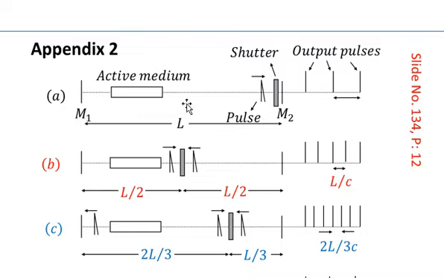And the length of the cavity is represented by capital L. And this is the pulse. You see that the pulse has been shown, which is incident on the shutter, but in our present case the pulse will be incident on the absorber.